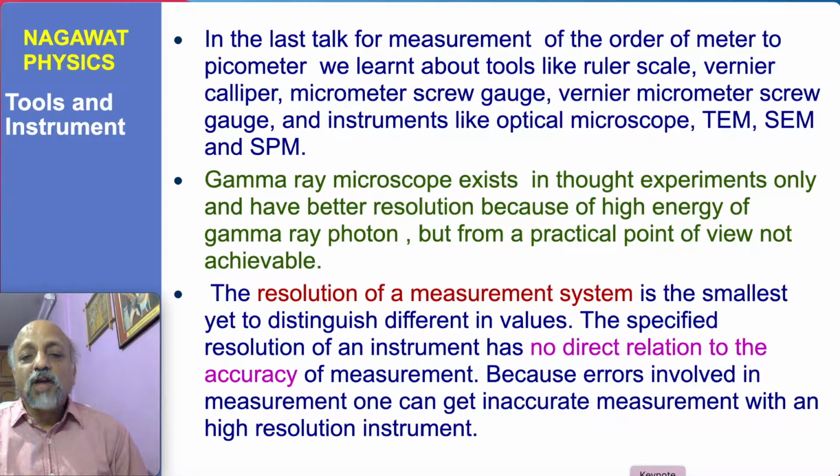So least count or resolution is not a parameter which is directly related with the accuracy of measurement. However, we expect that high resolution instruments would enable us to make more accurate measurement, but due care is to be taken in the process of measurement. In this talk we will discuss some of the aspects related to it.